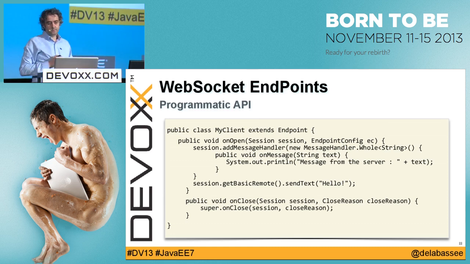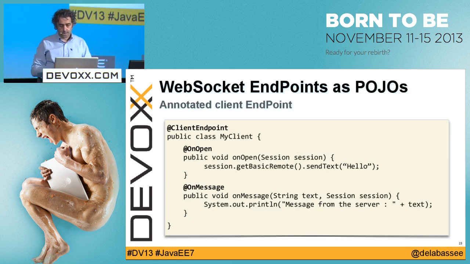What we do next, we take the session object, we get the basic remote, we get the remote endpoint. That's basically the endpoint that we are connected to on the other side, and in this case we just send some text. Hello. That's it. That's all it takes to write a WebSocket client.